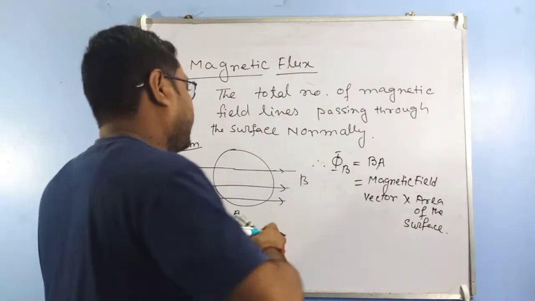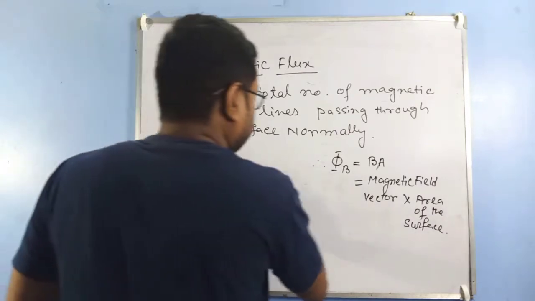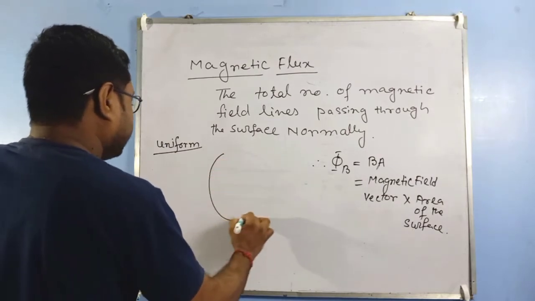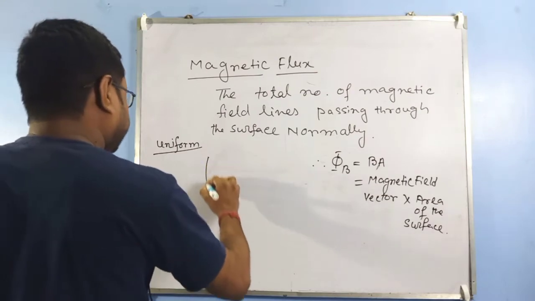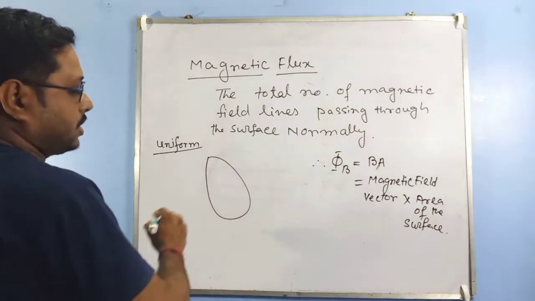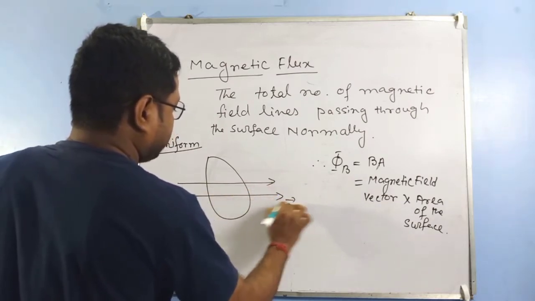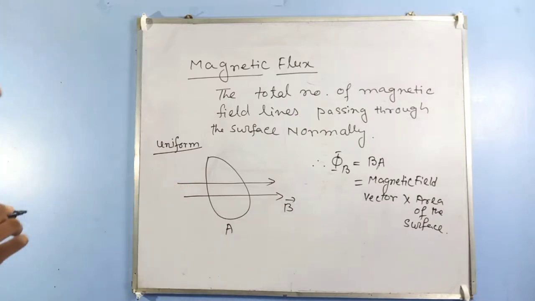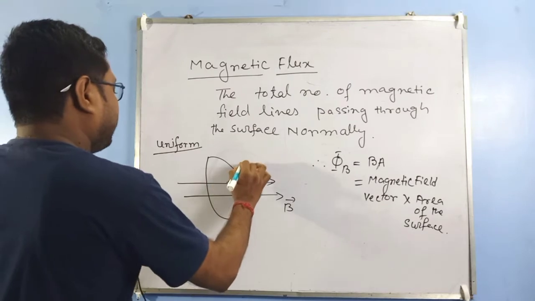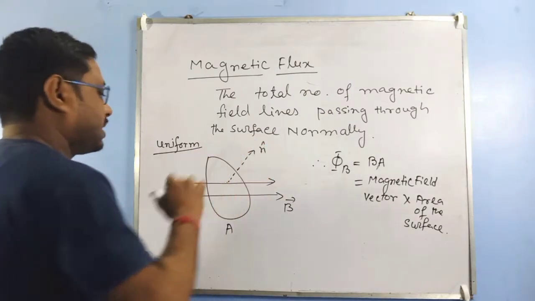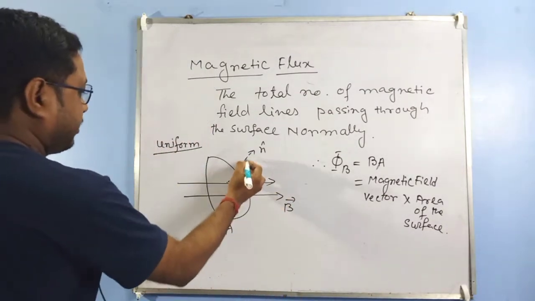But if the magnetic field lines are not perpendicular to the surface, suppose the surface is like this type and the magnetic field lines are passing through this direction, this is the surface area A. Here B is not perpendicular to A, so we can draw a normal perpendicular to the surface, and the effective magnetic field is the component of field B along the normal.